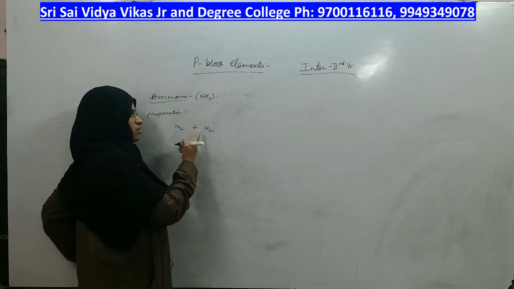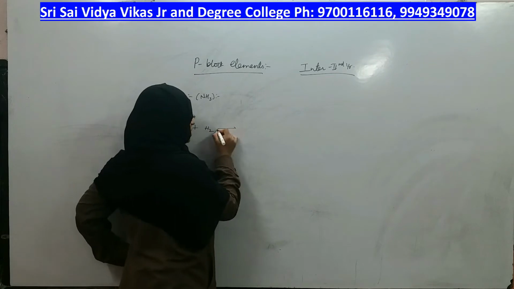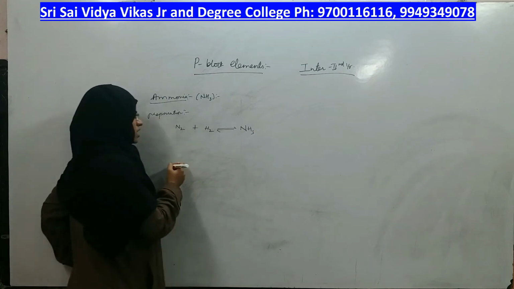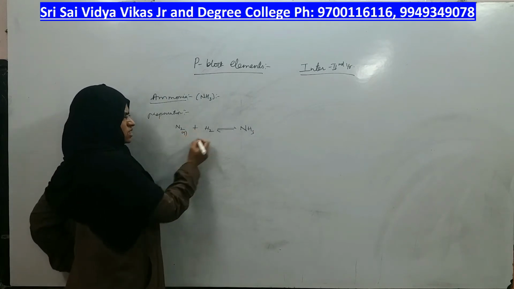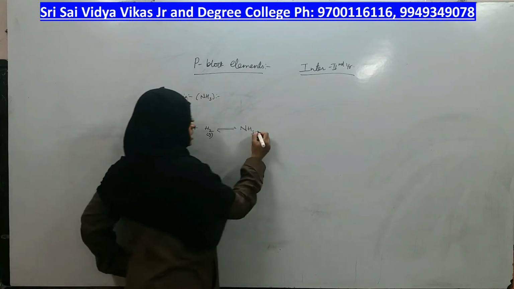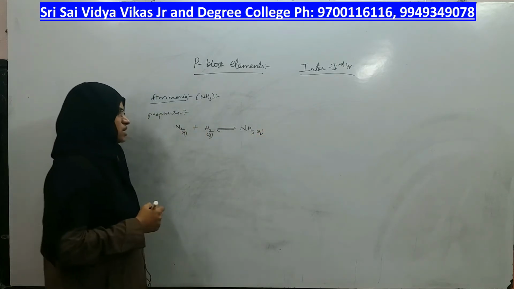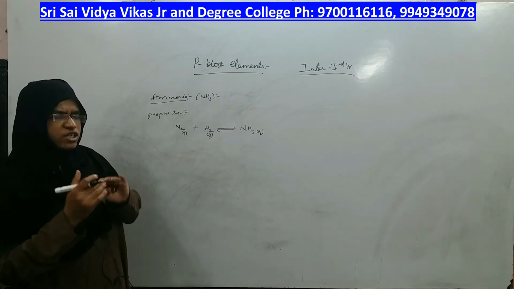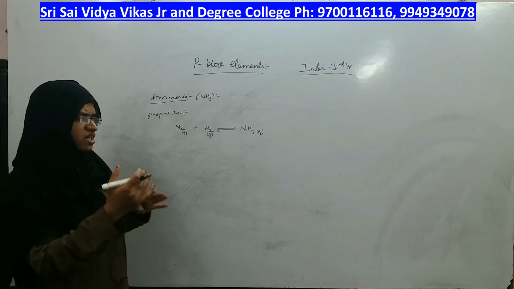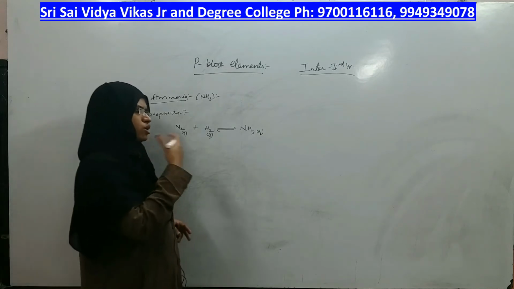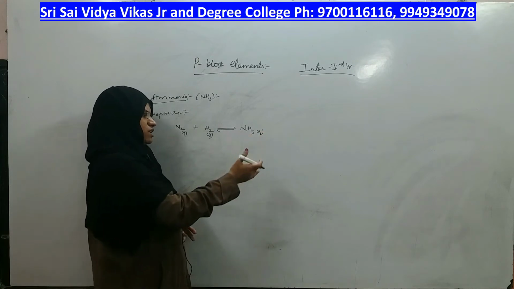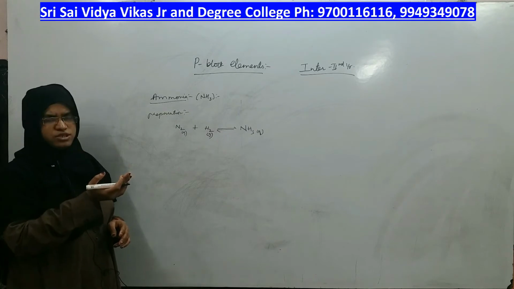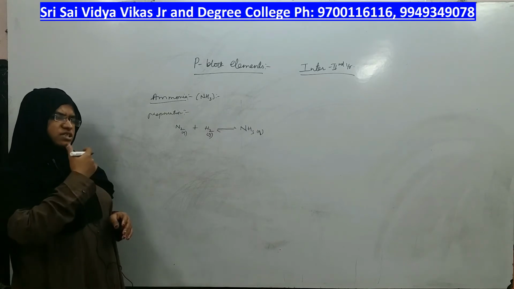If you combine dinitrogen with dihydrogen, the reaction, which is a reversible reaction, will give you ammonia. Dinitrogen is a gas, hydrogen is also a gas, and ammonia is also a gas. The symbol which I have taken is for a reversible reaction. That means whatever conditions you give, the reaction will proceed in that direction. If I give more pressure, the reaction goes forward. If I give less pressure, the reaction goes backward. If I give a catalyst, the reaction proceeds further. If I don't give a catalyst, the reaction comes back, right?